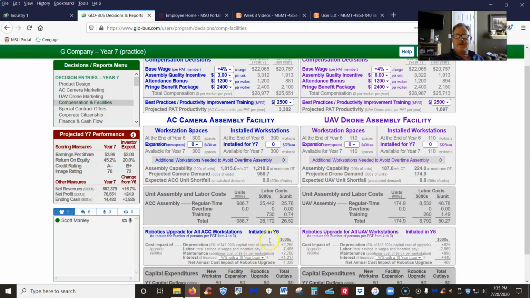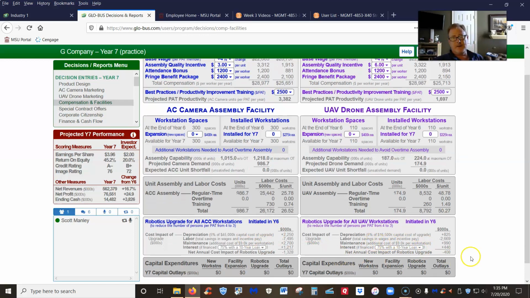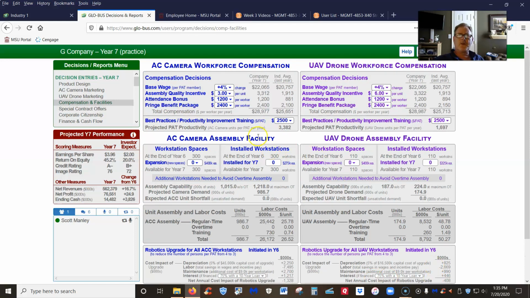I also did the robotics upgrade, which is saving me about $2 million a year in years going forward. Okay, I put lots of money into my people. I wanted to be above average in my compensation. I wanted to be above average in my training. I wanted to have above average productivity. So even though I'm spending more, I wanted to have a lower labor rate per unit. You can determine whether you have that by looking at your benchmarks.